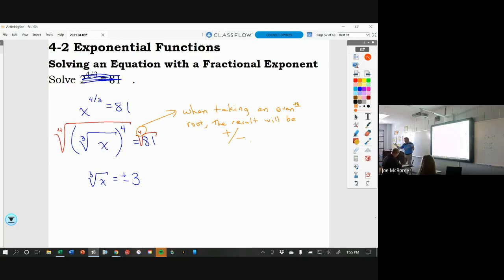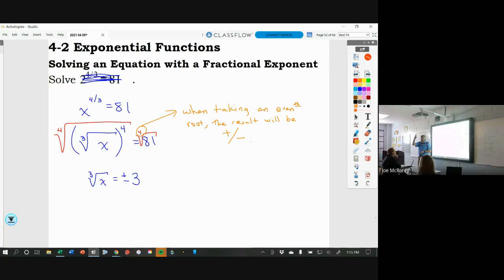Wait, but how'd you get 3? If this number is odd, it wouldn't be. That's right. Did you just divide 81 by 4? No. If this number is odd, there's going to be one answer. If this number is even, there's two. Because what's 3 times 3? 9, times 3, 27.